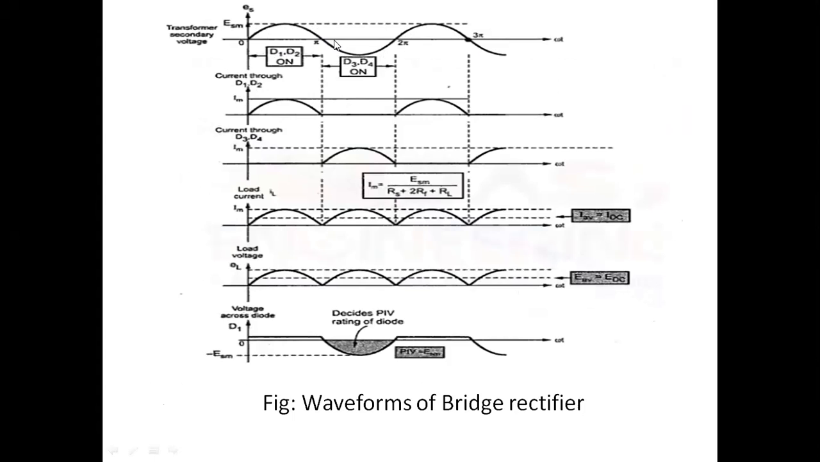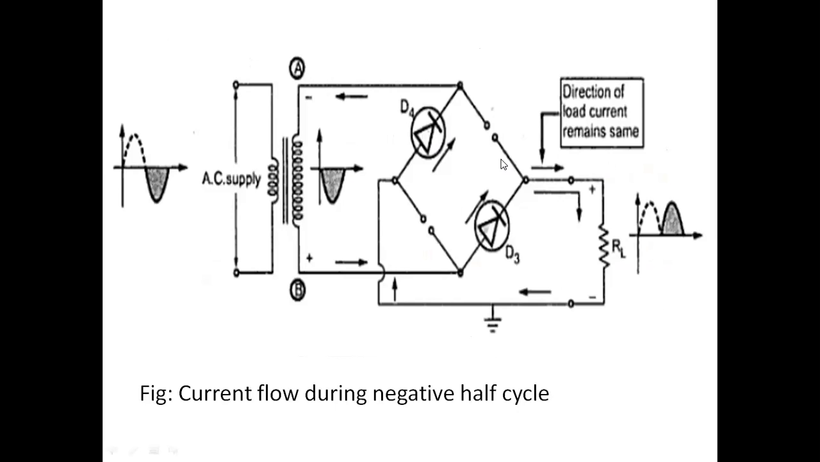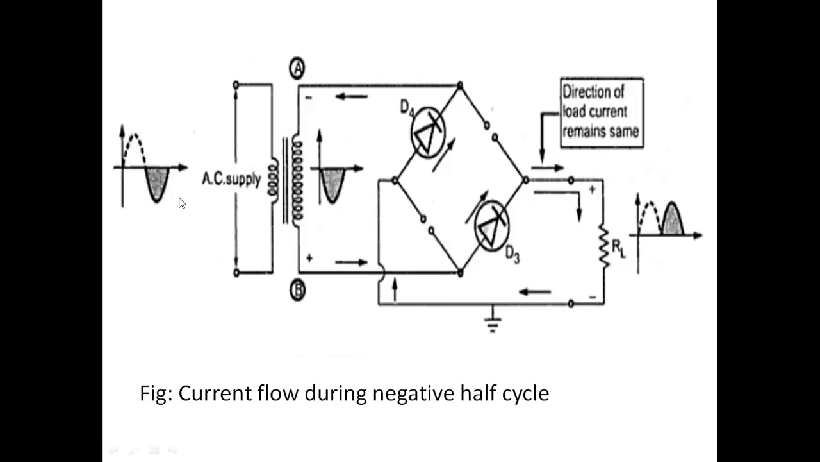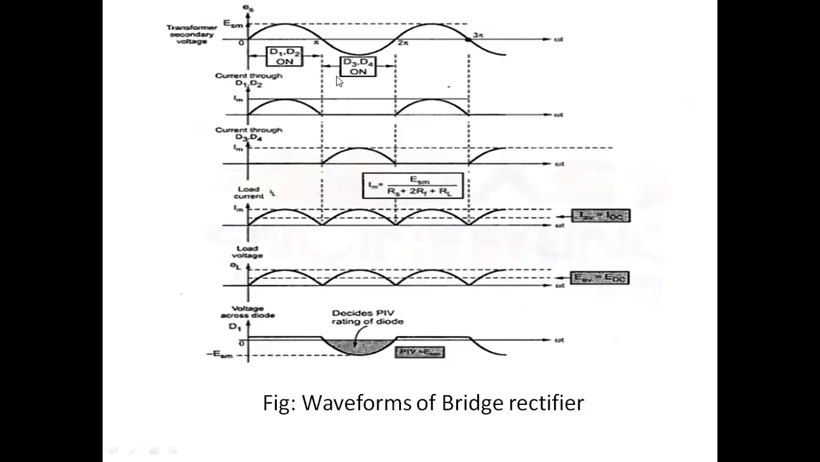In the positive half cycle, D1 and D2 conduct. In the negative half cycle, D3 and D4 conduct. According to this diagram, in the positive half cycle D1 and D2 conduct, and in the negative half cycle D3 and D4 will conduct.